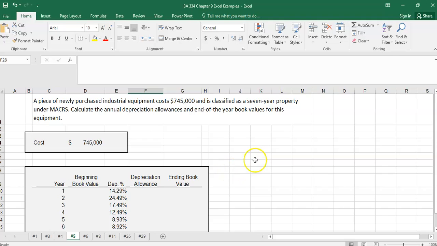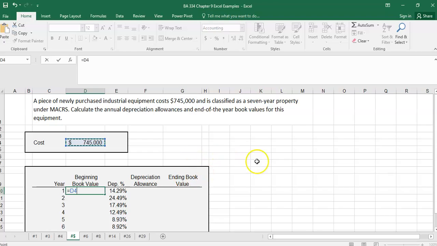In our next example, we're going to calculate the annual depreciation amount and the end of year book values for a 7-year property under the MACRS IRS tax depreciation values. So this is the accelerated tax depreciation that we can use. So we have our beginning book value of $745,000.